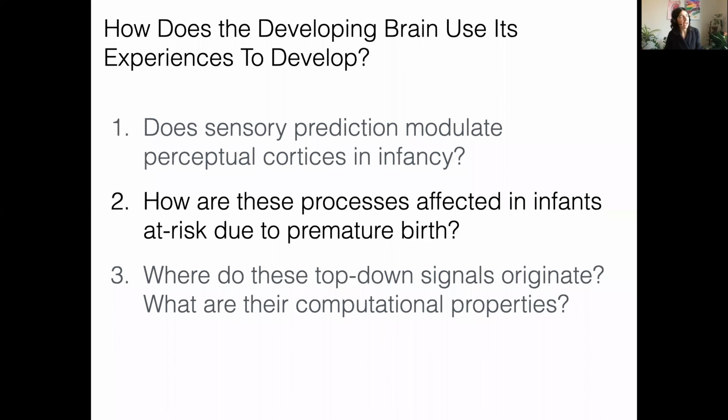So to try to start to answer this question from this perspective, we'll ask, does sensory prediction modulate perceptual cortices in infancy? How are these processes affected in infants at risk due to premature birth? Where do these top-down signals originate? And what are their computational properties? And I'll end with a very brief look at future directions, about where we think this work is taking us.